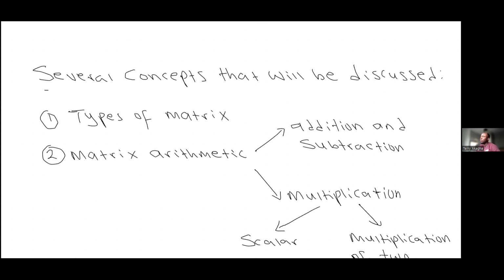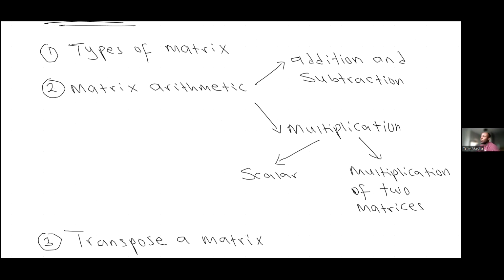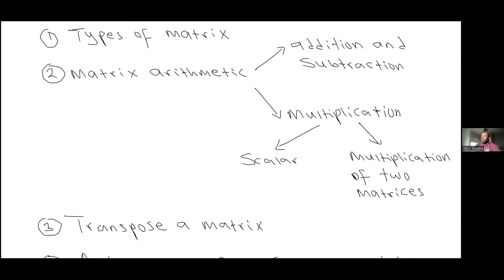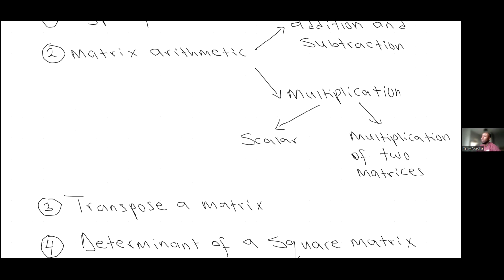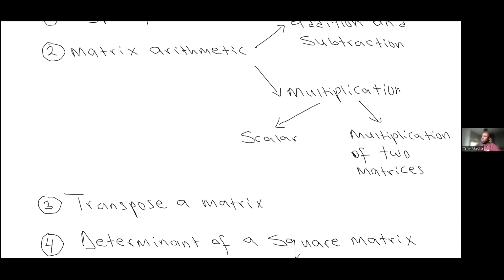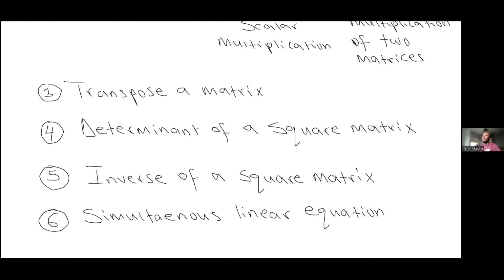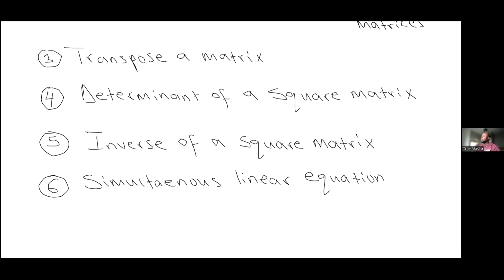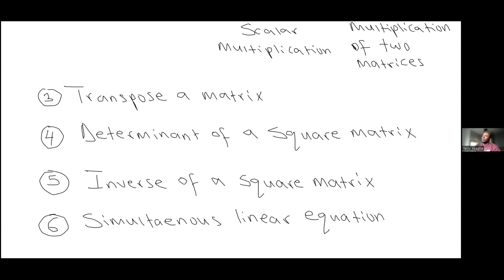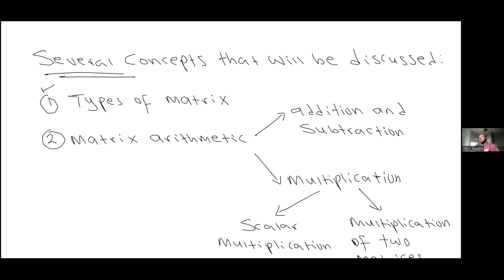I'll talk about the types of matrices, and I'm going to talk about matrix arithmetic. How do you add and subtract matrices? We talk about how to multiply matrices, scalar multiplication. Then we're going to talk about how to multiply two matrices together. Then the next ones are how to transpose a matrix, the determinant of a square matrix, the inverse of a square matrix, and simultaneous linear equations. So in the next video, I'm going to go straight to the types of matrices.